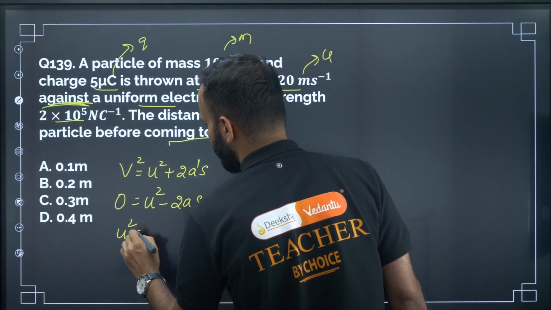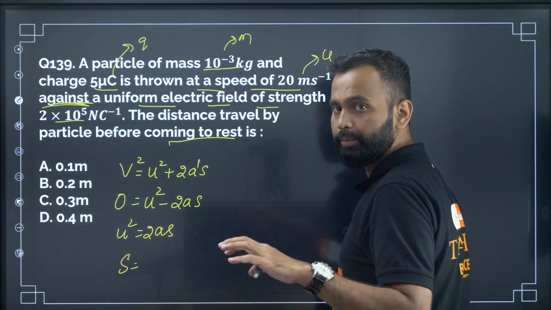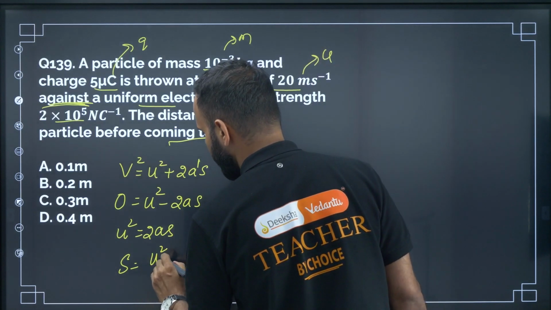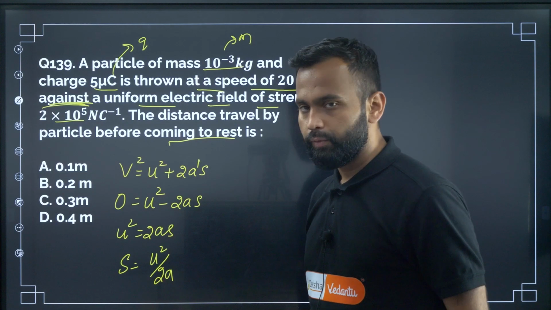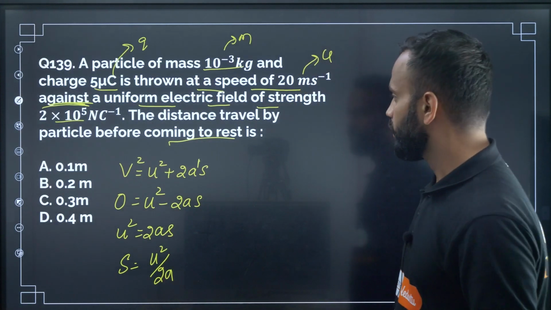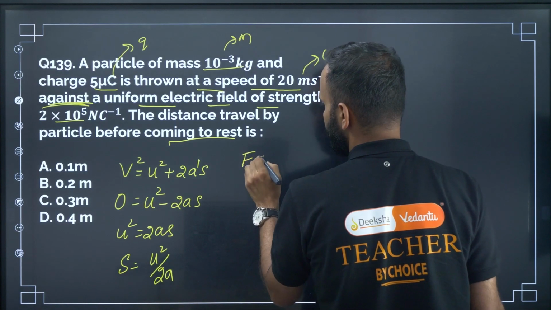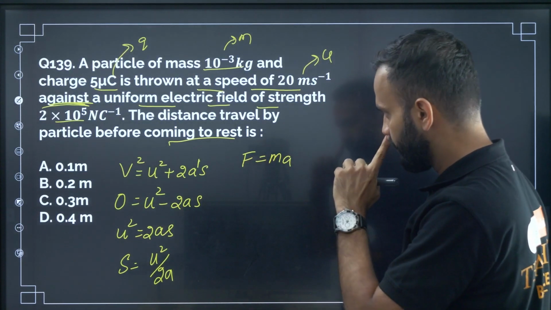Now u square equal to 2as, we need to find the value of s, the distance traveled by the charged particle before coming to rest. s equal to u square divided by 2a, right? So we know the value of u, we have to find the value of a, that is retardation, right? Here we know that F equal to ma, Newton's second law of motion, right?